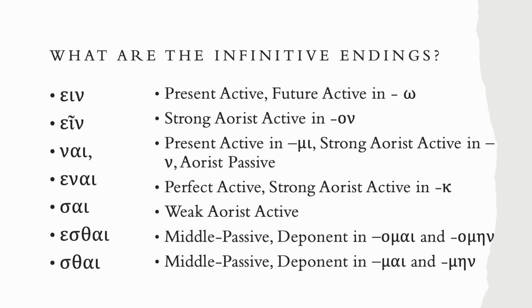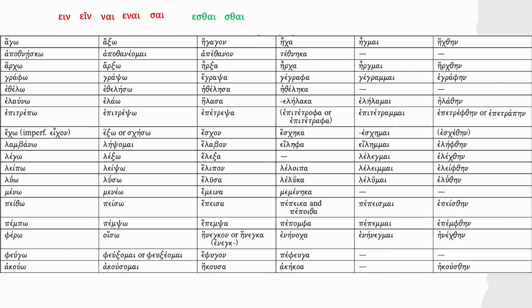Sai will be with a weak aorist active. Esthai will be with middle passive deponents in omai, and sthai in the middle passive in mai and mēn. All right, so let's see what that looks like in practice. Now let's do some practical examples.